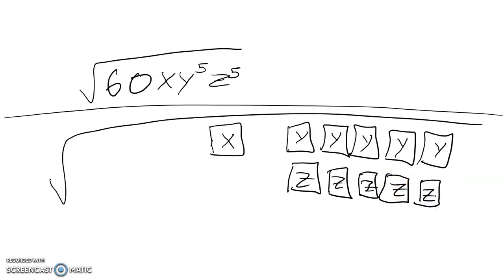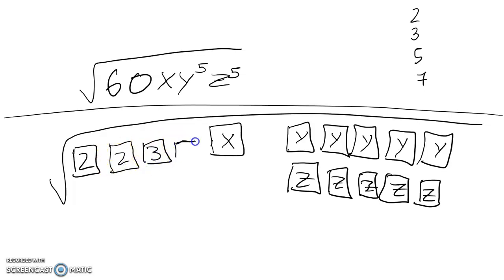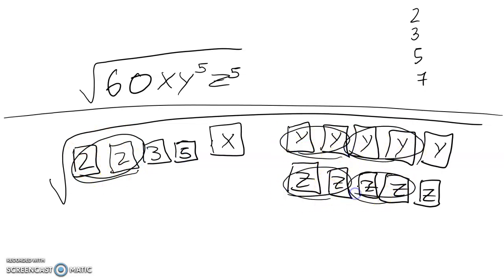Okay, now 60, trying to break these down with our numbers here. Well, I do know that 2 times 30 is 60, so I know a 2 will be in there. And 30, that is 2 times 15, so I'll add another 2, and then I know that 15 is 3 times 5. And just as I'm looking for pairs, I've got my pairs of 2's, my pairs of y's, and my pairs of z's.